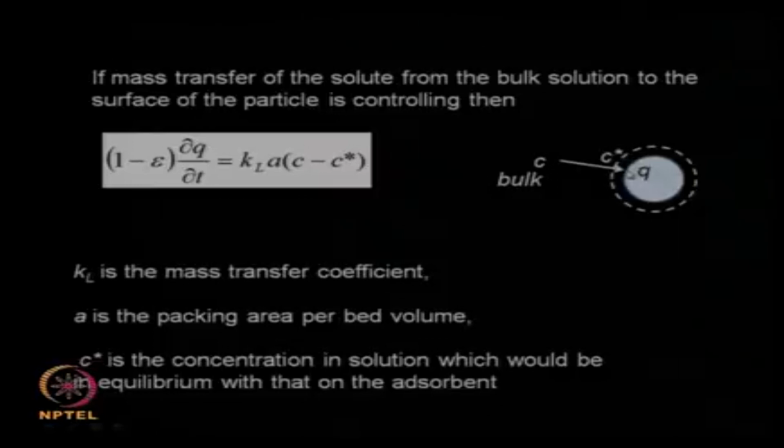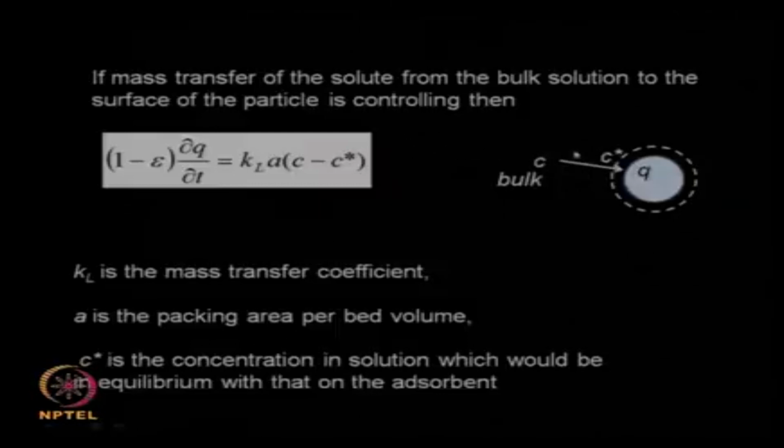So we can assume the concentration of the solute at the surface is C star and the concentration of the solute in the bulk is C. So what does it mean? The driving force here is C minus C star, and the equilibrium interaction is between Q and C star, not between Q and C. Please note the adsorbed species is not seeing the concentration C, but only the concentration C star, and so the driving force is C minus C star.